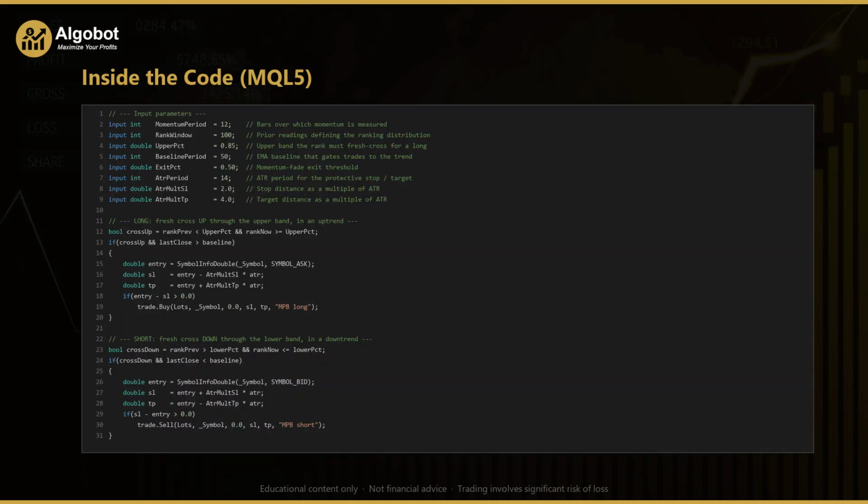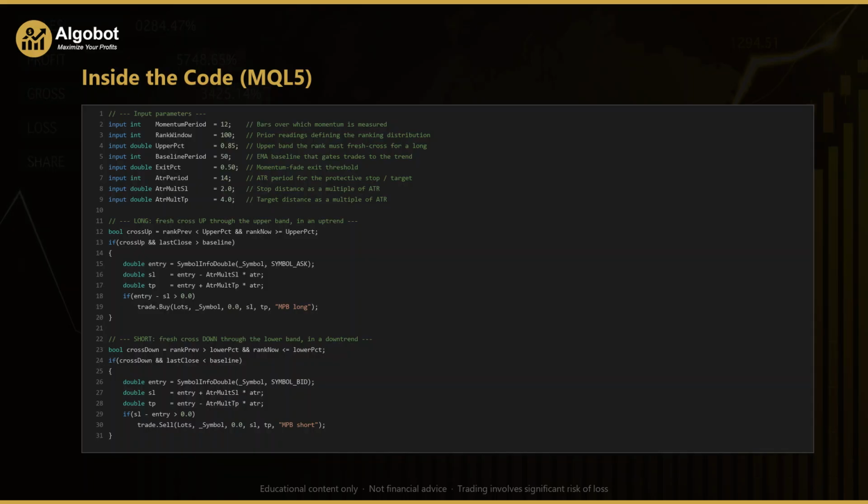Baseline period controls the EMA trend filter, exit percent is the fade exit midline, and the ATR inputs govern the stop and target distances. Below the inputs is the long block. The Boolean cross-up is true when the previous rank was below the upper band and the current rank has reached or passed it. That's the fresh crossing.